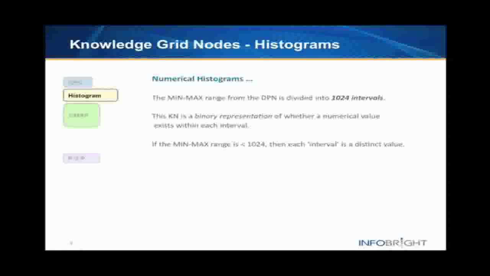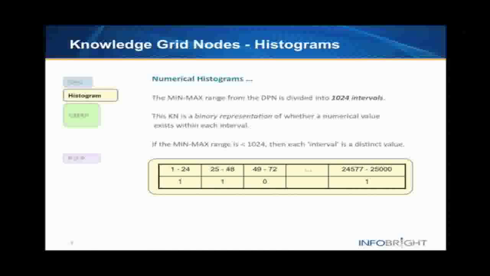The second component is called a numerical histogram. The histograms take the min and max values from the data pack node and divide this range into 1024 equal intervals. A 1 or 0 represents whether a value exists within the data pack in that range. If the min to max range is less than 1024, then each interval is actually a distinct value.